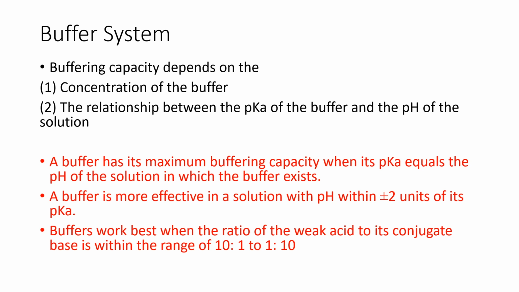The third bullet point says that buffers work best when the ratio of the weak acid to its conjugate base is within the range of 10:1 to 1:10. What this means is that it's usually very nice to have a weak acid and its conjugate base in a very close proportion. In fact, it is better to have the concentration of a weak acid and its conjugate base to be the same in a solution.